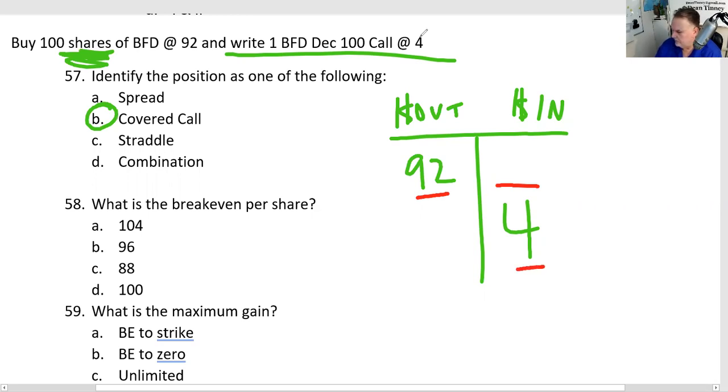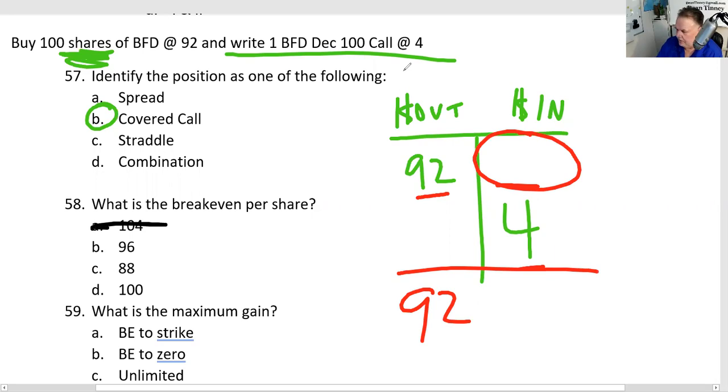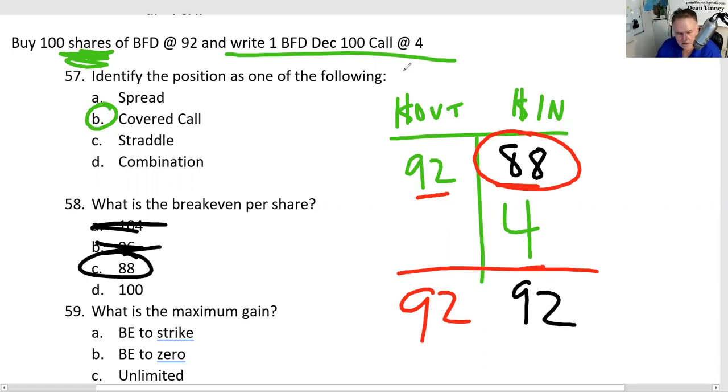Now, I would suggest if you get good at the T, you can just try these numbers and plug them in until you get one that makes the columns balance, because that's what break even is. Break even is same dollars in as dollars out. If I plug 104 in here, that doesn't make the columns balance. That can't be it. If I plug in 96, that doesn't make the columns balance. If I plug in 88, ding, ding, ding. That's what break even is. Same dollars out as dollars in. So that's the break even. It's like a push when you make a bet, right? You neither made nor lost money.